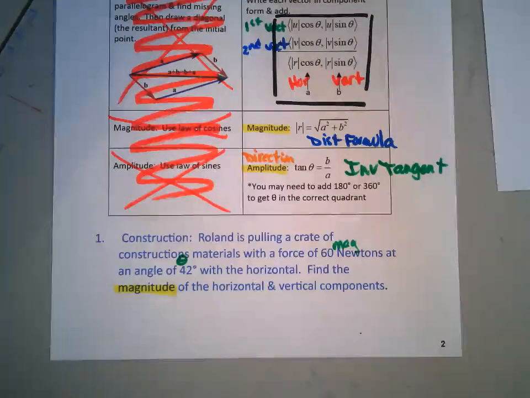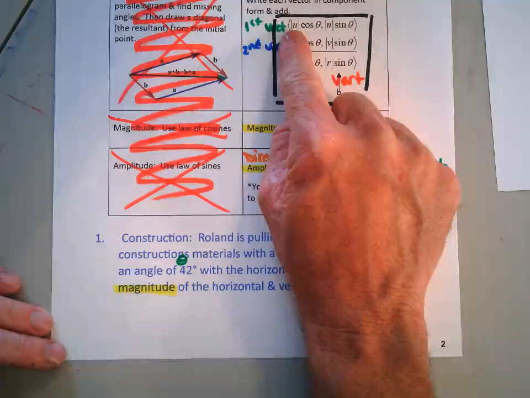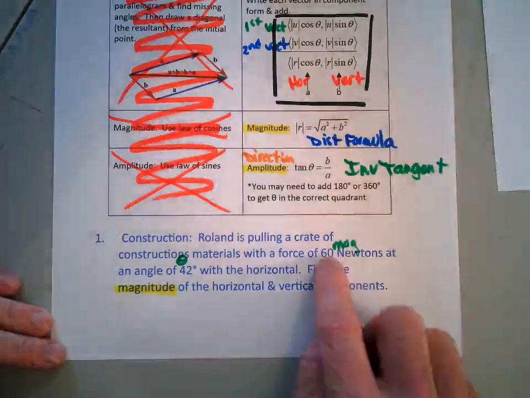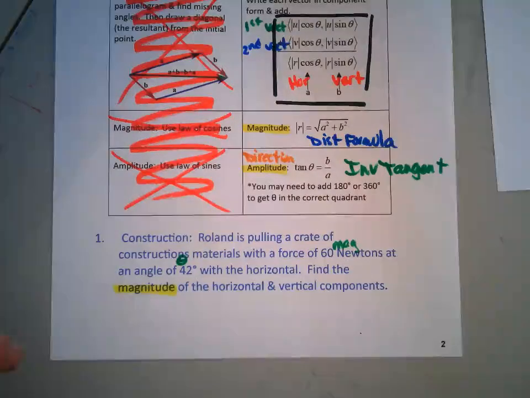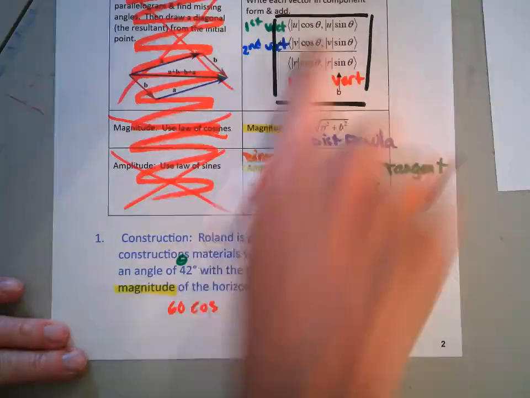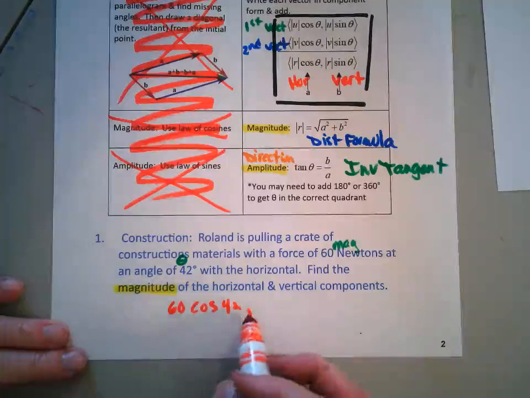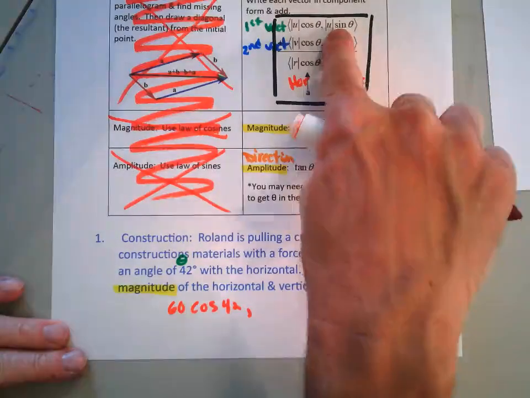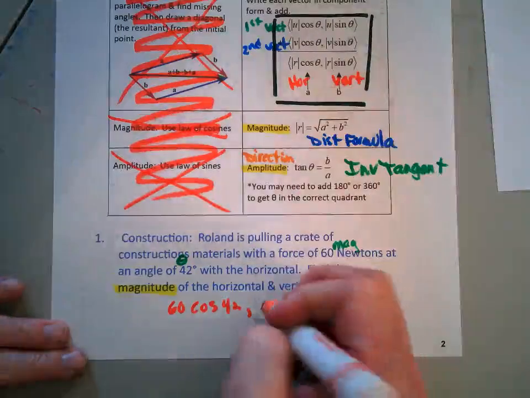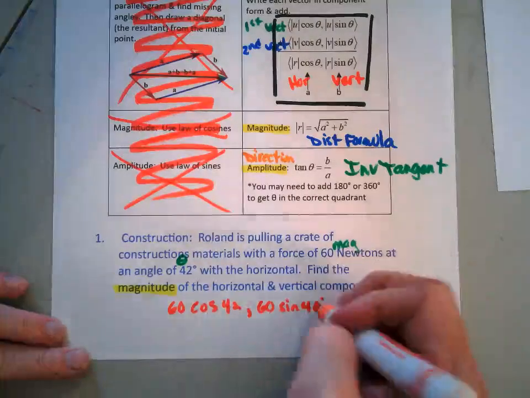We're going to use the formula up here, with the magnitude of the vector, the u, which is going to be the 60. So 60 cosine of the angle measure, theta, which is our 42 degrees, comma, because we're going to do the sine calculation too: 60 sine of 42 degrees.